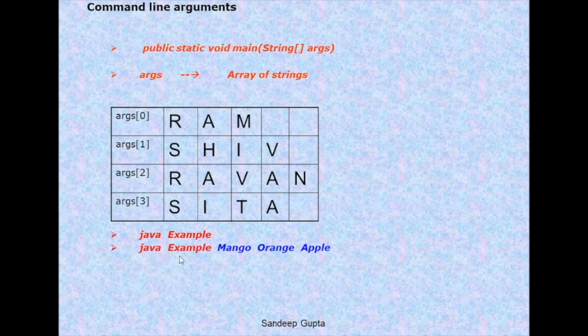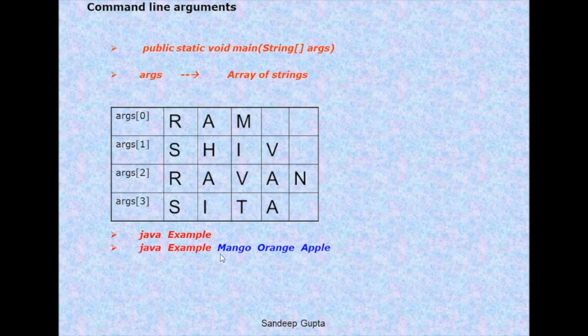I can write java example mango orange apple. Over here, the red part will do the same work, meaning it will execute the Java program. And now mango, orange, apple are called command line arguments. I repeat, they are called command line arguments. If you look closely, you will realize mango, orange, apple are all basically strings. Each of them is a string, so we have 3 strings over here.